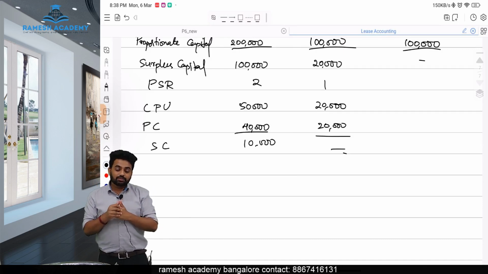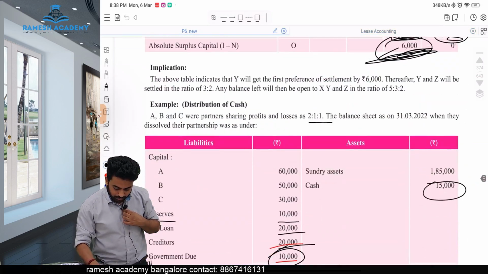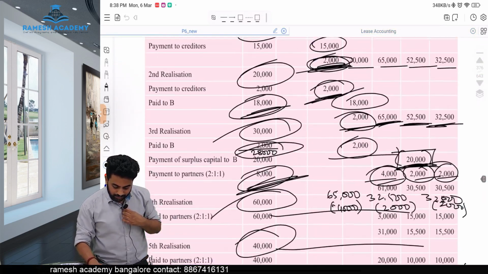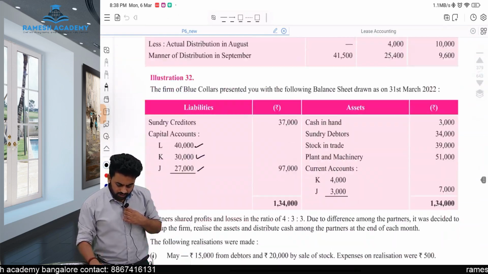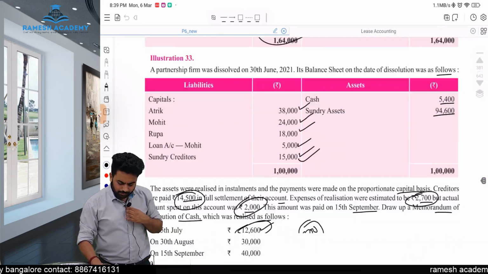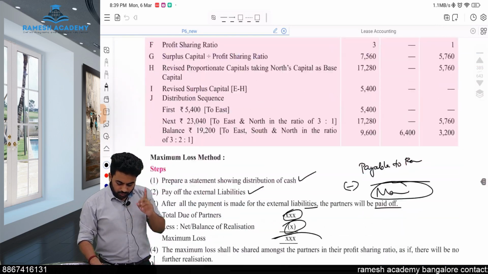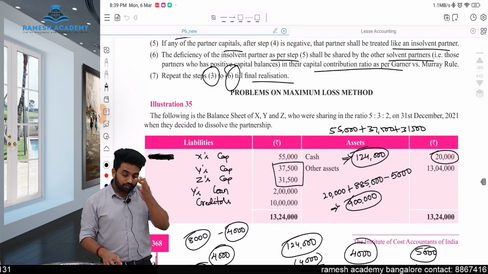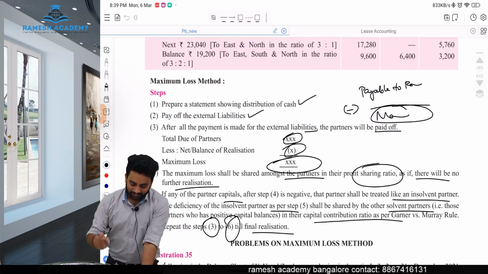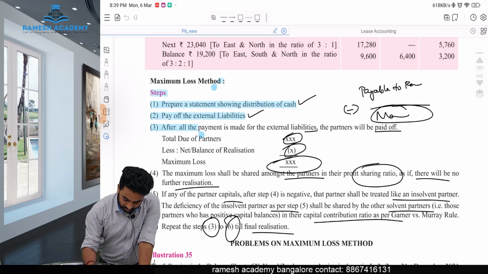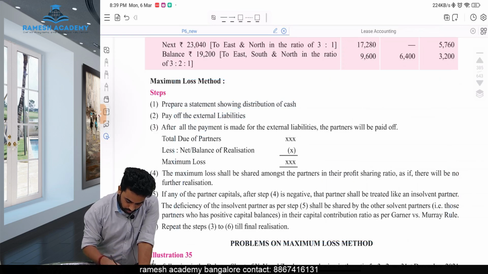The second one is the maximum loss method. The second method which we are going to apply is the maximum loss method. This is applied when certain partners are insolvent. It might be 1, 2, 3, any number of partners, provided that not all the partners are insolvent, because then no one can give it. Except one, if all are insolvent, that one partner should bear the losses.